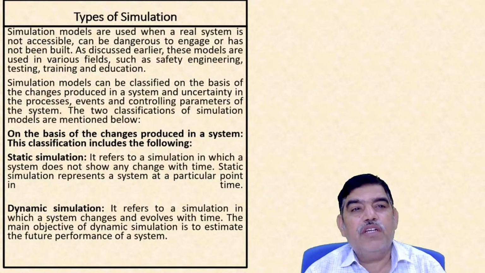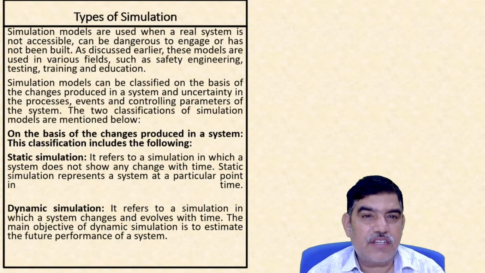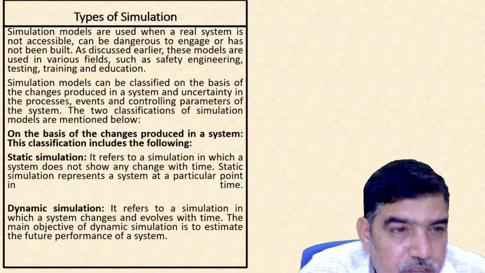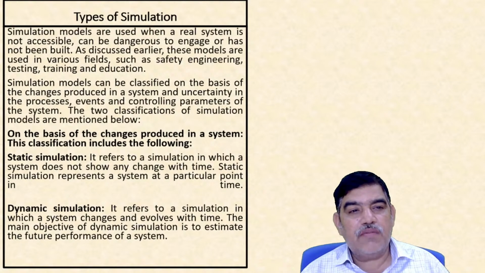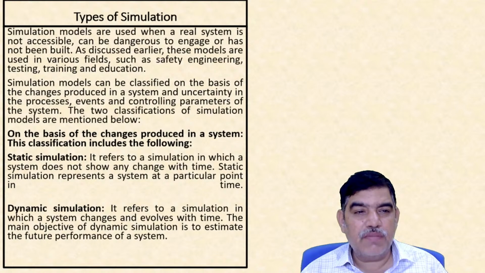As we know, simulation models are used when a real system is not accessible, can be dangerous to engage, or has not been built. As discussed earlier, these models are used in various fields such as safety engineering, testing, training, and education. Simulation models can be classified on the basis of changes produced in a system and uncertainty in the processes, events, and controlling parameters of the system. The two classifications of simulation models are mentioned below.